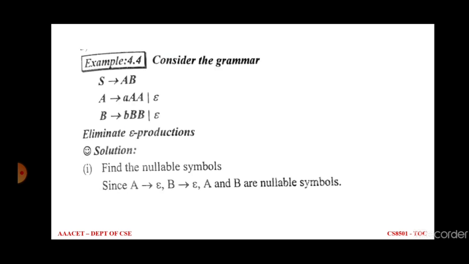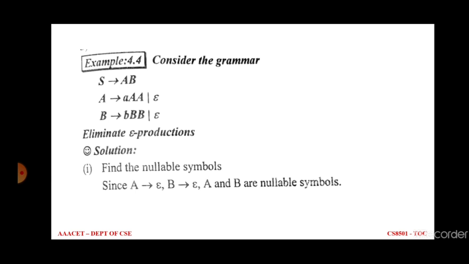We can see the problem. So this is the given grammar. S tends to AB, A tends to small a, capital A, A tends to epsilon, B tends to small b, capital B, and the last production rule is B tends to epsilon.